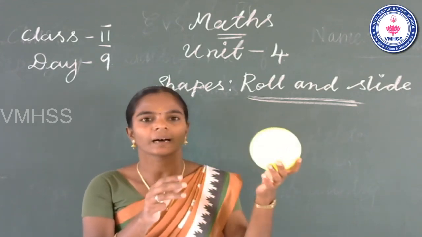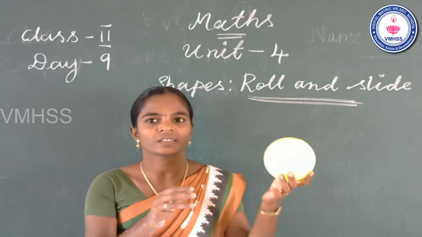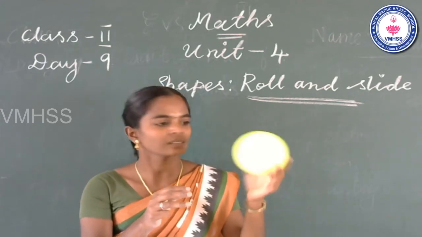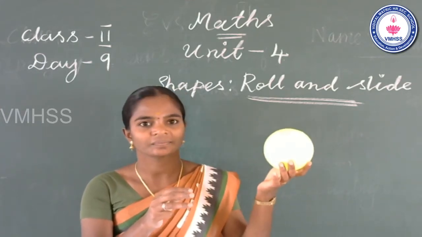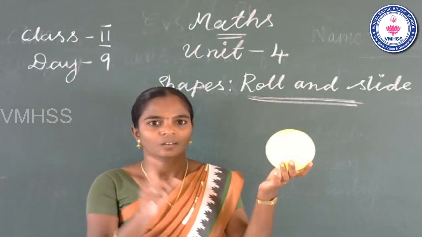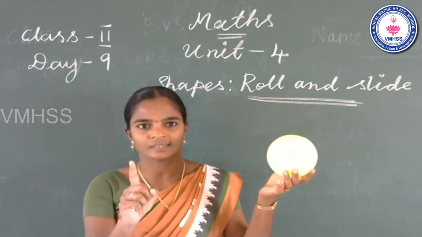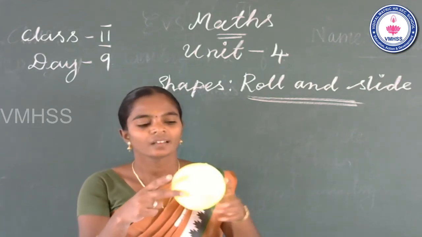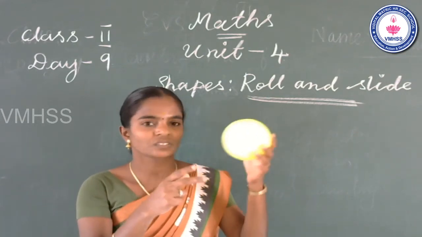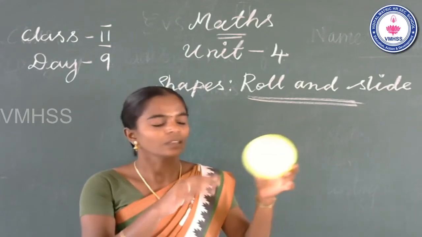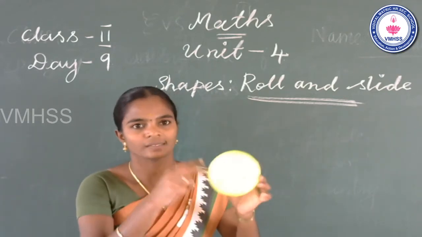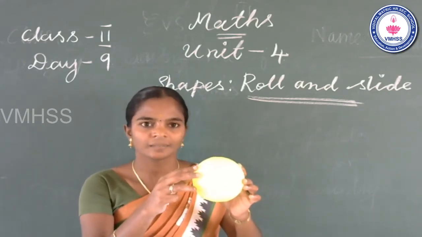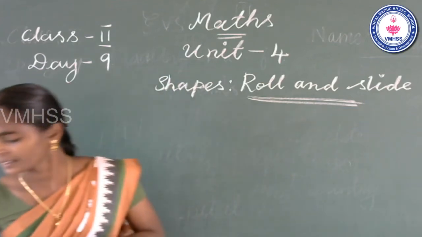How many faces? Is this face curved or flat? Only one curved face. So this ball is a sphere shape, and this is a curved face. Is it clear, students? Next one.